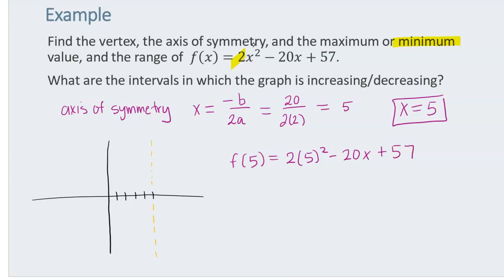All right, plug this into a calculator. Oops, I need to put a 5 there. I'm getting 7. So that means that the vertex, the minimum at this point, is at (5, 7). And so our graph is going to be facing up from here somewhere, right?